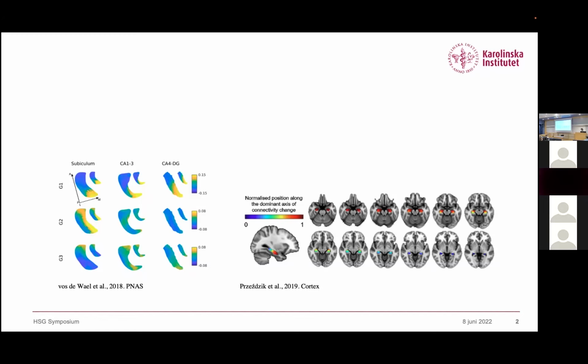But we are interested also in aging. And even though we know that there is variation in large scale connectivity along the anterior posterior axis also in older age, this type of gradient mapping approach is less common in aging, and especially in terms of assessing individual differences in gradient properties and how they relate to, for instance, memory or age. And what we're looking at in our studies also is dopamine.